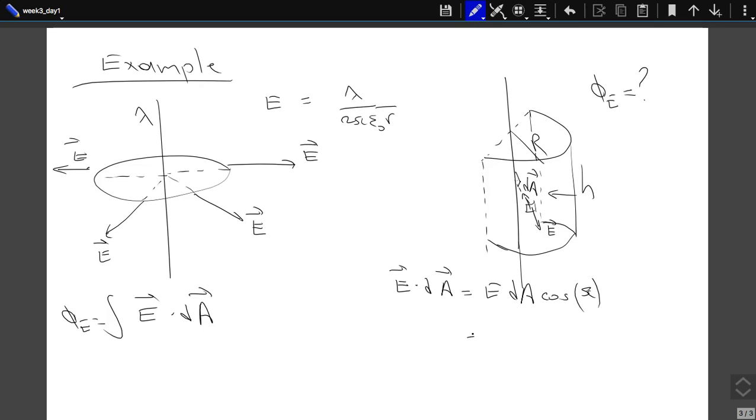This is equal to minus, the magnitude of the electric field, which is lambda over 2 pi epsilon 0 times capital R, because I said that this cylinder is at a distance capital R, times dA. This minus sign comes from the cosine of pi, which is minus 1. So this is my E dot dA.